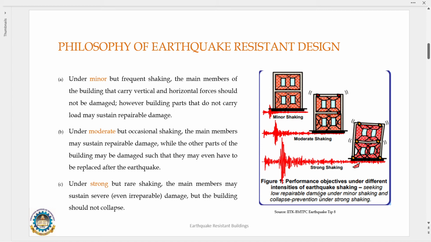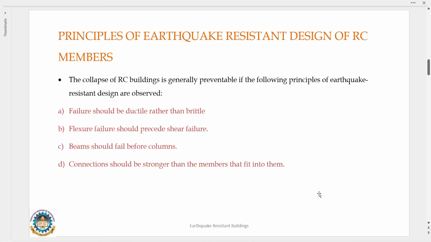Thus, a seismic design balances reduced cost and acceptable damage to make the project viable. This careful balance is arrived at based on extensive research and detailed post-earthquake damage assessment studies. For this reason, design against earthquake effects is called earthquake-resistant design, and it is not earthquake-proof design. So now let's look into the principles of earthquake-resistant design of RC members.